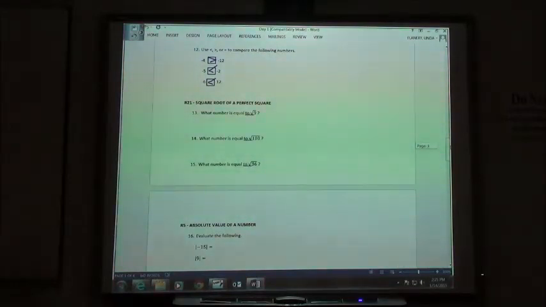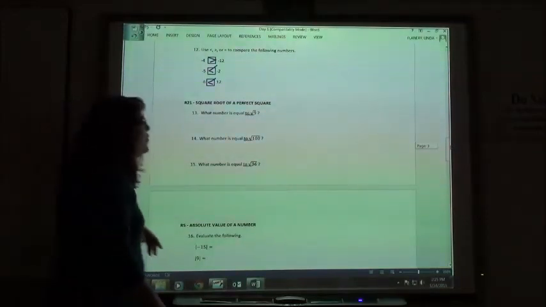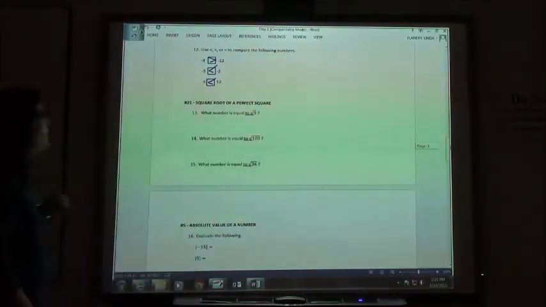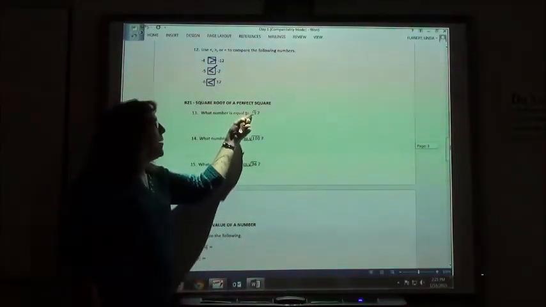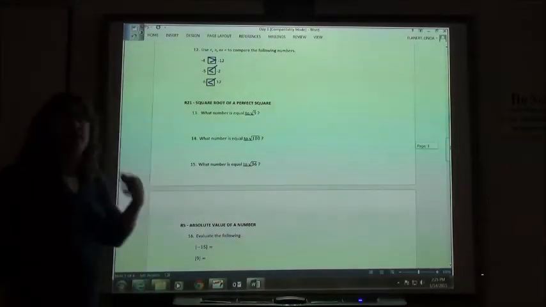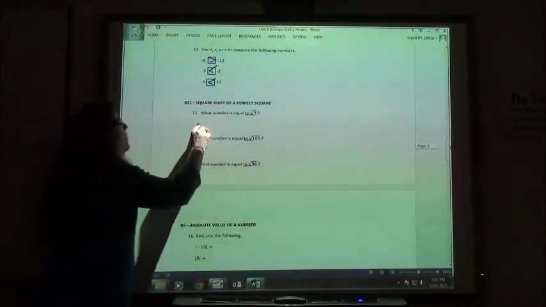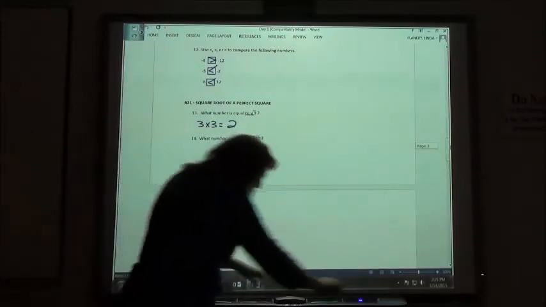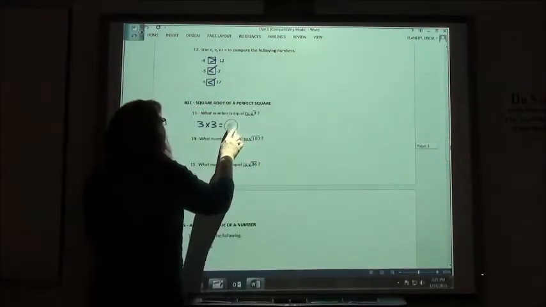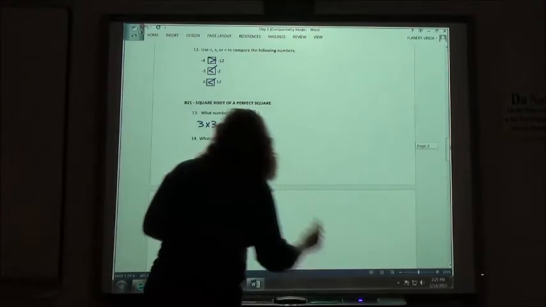Next one, say we're doing the square root of a perfect square. You do have a square root button on your calculator. If you look at your calculator, there is one there, but probably we could do these without our calculators. We're trying to think of what number times itself gives me 9. We know that 3 times 3 is 3 squared.